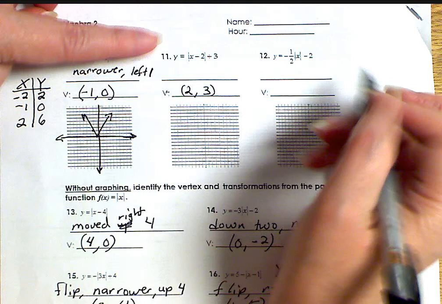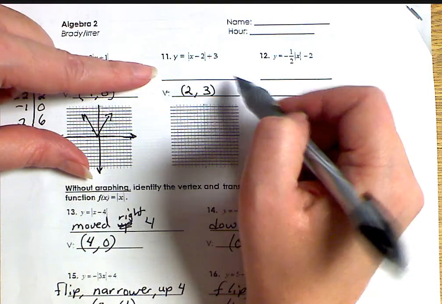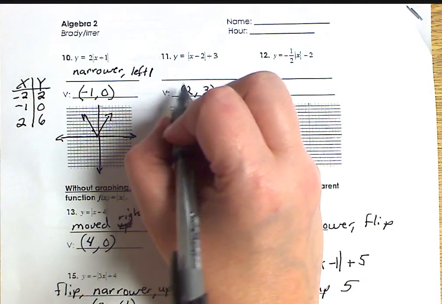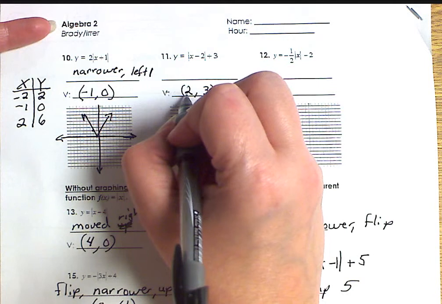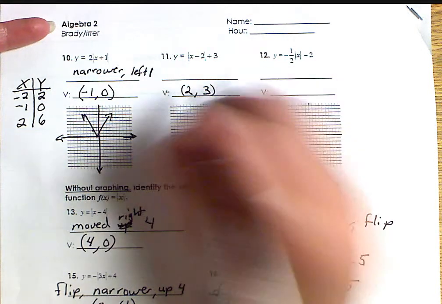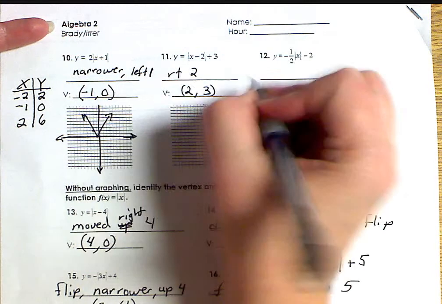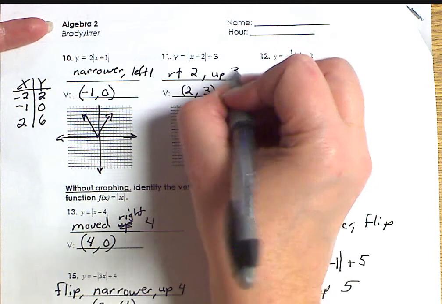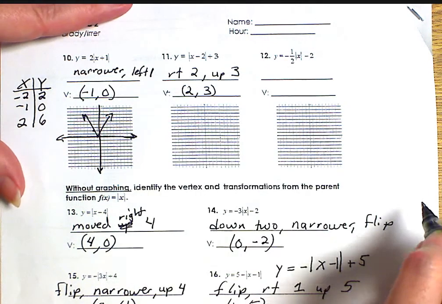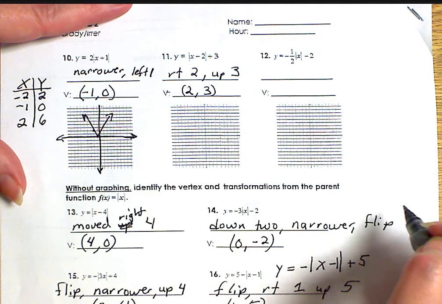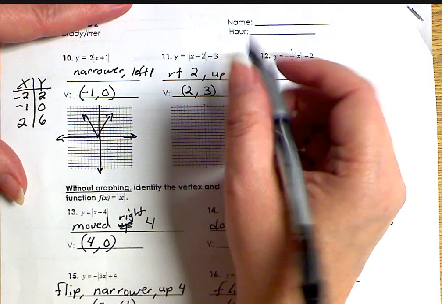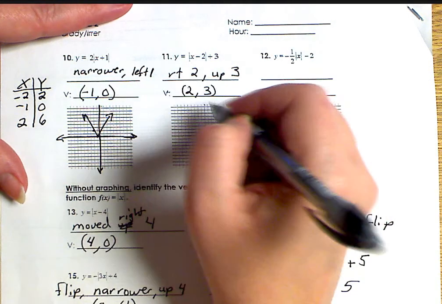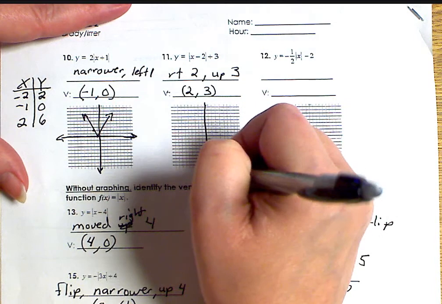So what is it going to look like? Is there any A or B? No. So it's not going to be narrower or wider, but it's going to move to the right 2, and then up 3. You don't have to graph the parent, but I would do a couple, just to make sure.